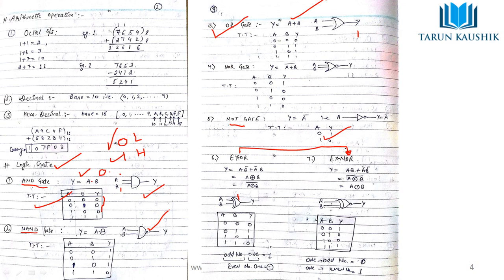This is the symbol of XOR and this is the symbol of XNOR. This is the Boolean expression of this and this. So this is the truth table. So how to remember XOR and how to remember XNOR? If you are getting an odd number of 1s in the truth table, or you can say on the input side, then the output will be high.